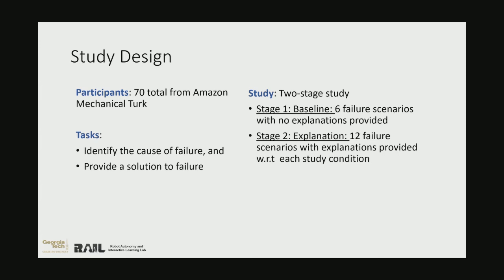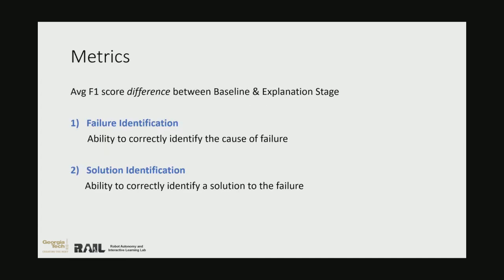The user study was broken up into 2 stages. In the baseline stage, users saw 6 failure scenarios with no provided explanations, and in the explanation stage, users saw 12 more failure scenarios with explanations provided from their study condition. The intuition for a 2-stage study was to first establish each participant's baseline understanding and then measure the effect an explanation may have on improving their understanding.